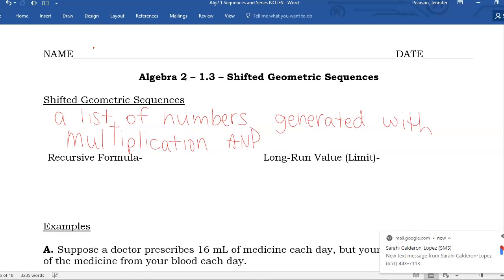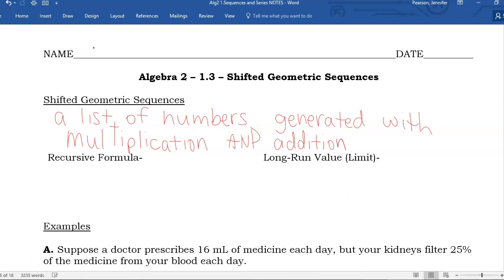And now it can be addition and subtraction, because remember, adding a negative is the same as subtracting, okay? The recursive formula is going to start the same way we've been doing it. U sub n equals U sub n minus 1. Then we will multiply by our common ratio, and we will add our common difference.